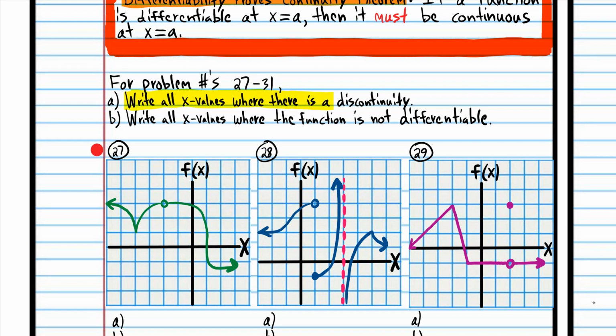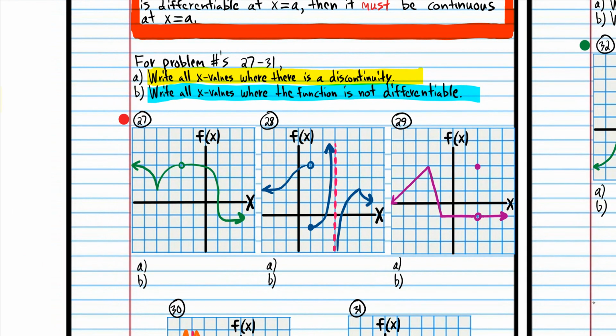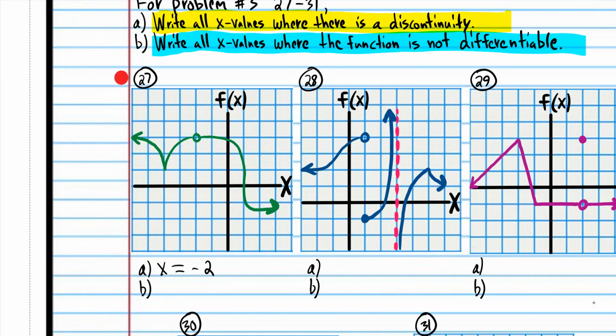We're asked to write all the x values where there is a discontinuity, and then we're asked to write all x values where the function is not differentiable, where you cannot find the derivative. So let's look at this green graph here. Obviously we have a discontinuity when x is equal to -2. There's a hole there, right? But that's the only discontinuity. And we're also asked to find where the function is not differentiable. Now, functions are not differentiable where you have a sharp turn on the graph of the function, and that's at -4.